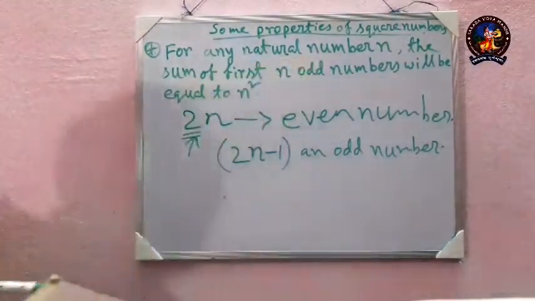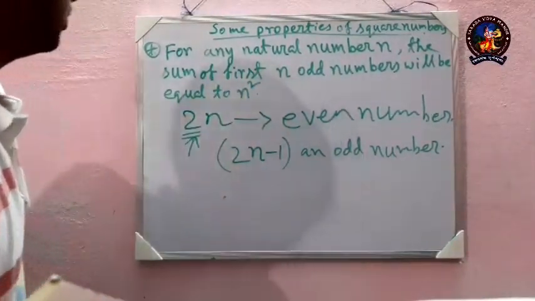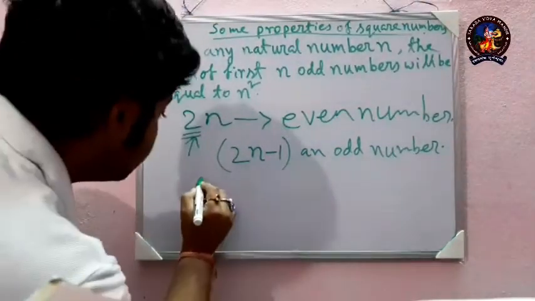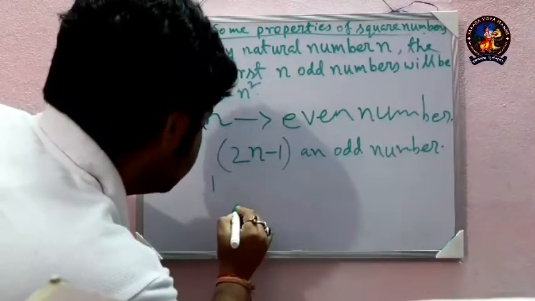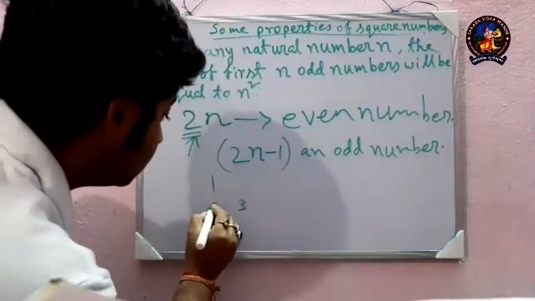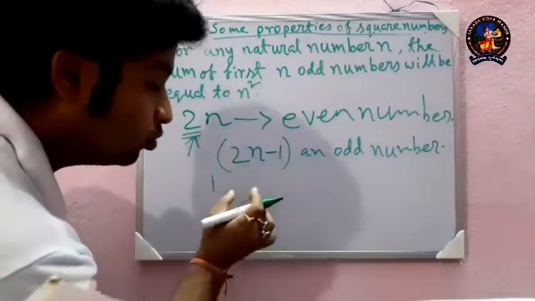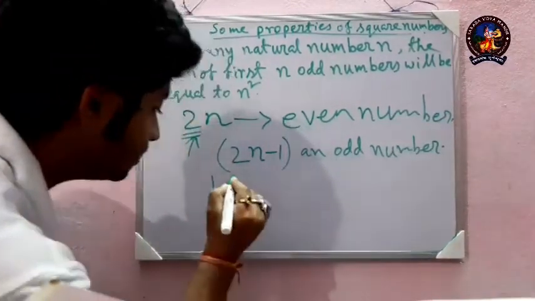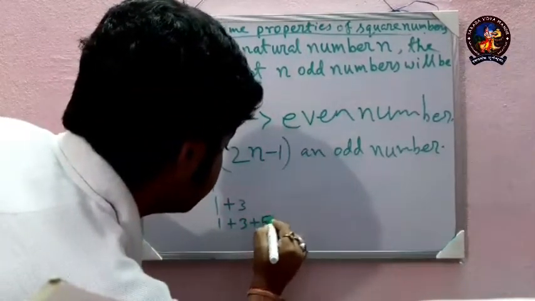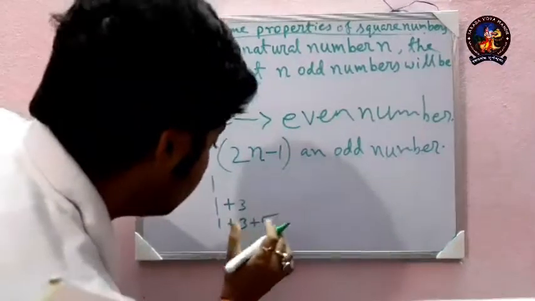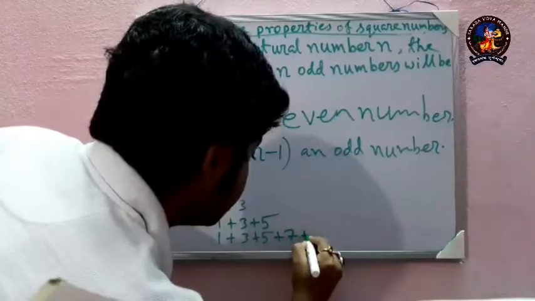For any natural number n, okay, the sum of first n odd numbers. What is the first odd number? 1. What is the second odd number? 3. Now, in the first case, the sum of the first odd number is 1. In the second case, the sum of the first two odd numbers is 1 plus 3. Sum of the first three odd numbers is 1 plus 3 plus 5. Sum of the first four odd numbers is 1 plus 3 plus 5 plus 7, right?